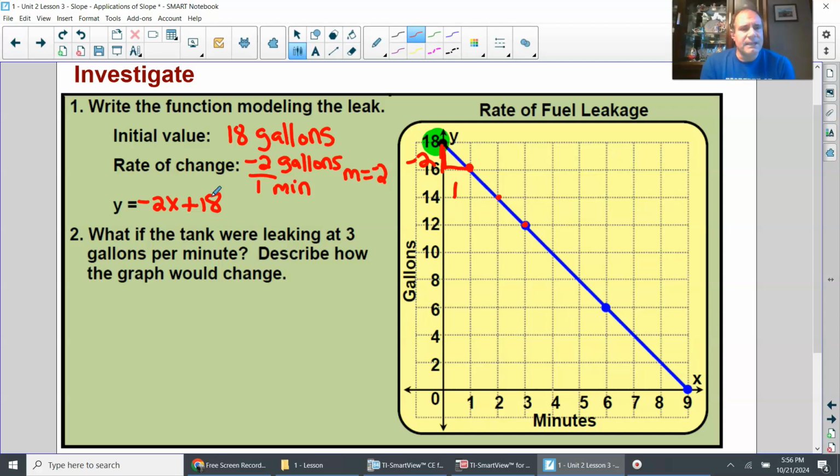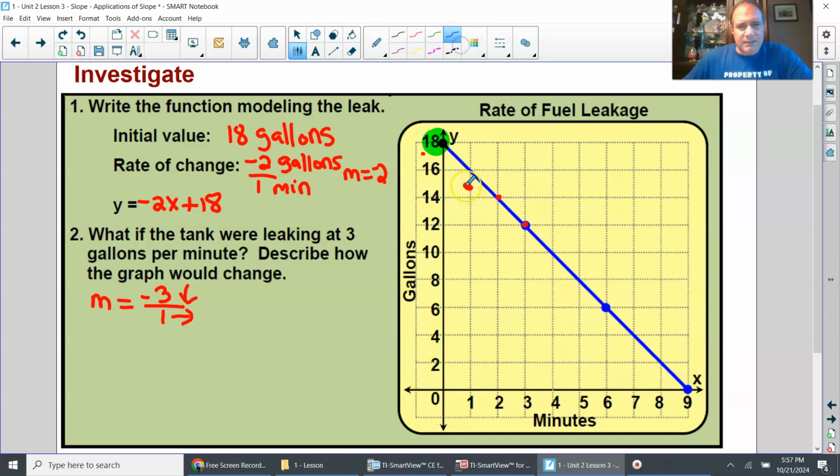What if the tank were leaking at 3 gallons per minute? Describe how the graph would change. So this is 2 gallons per minute. So now we're going to have 3 gallons per minute. And I'm just going to erase some of this right here. And this is 2 gallons per minute. But now I'm going to go down 3 instead of 2 and then over 1. So if I have a rate of 3 gallons a minute, it would be down 3 and right 1.